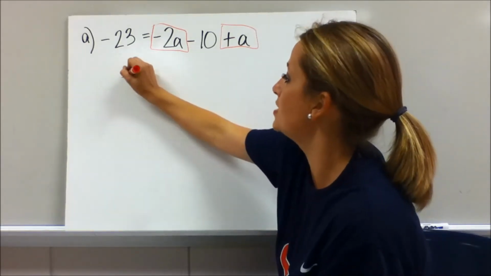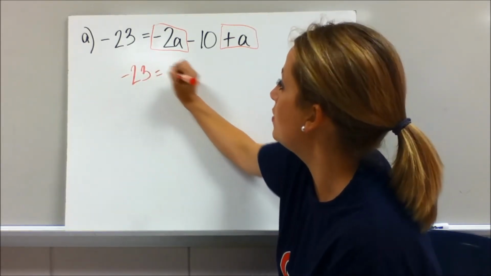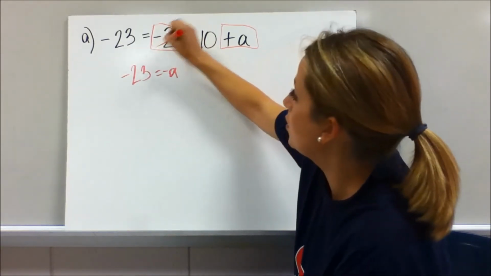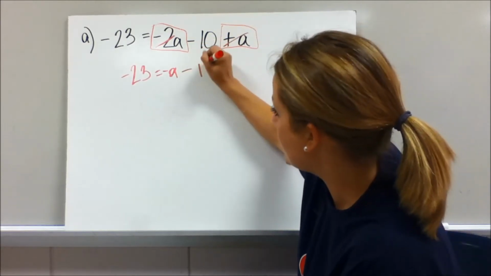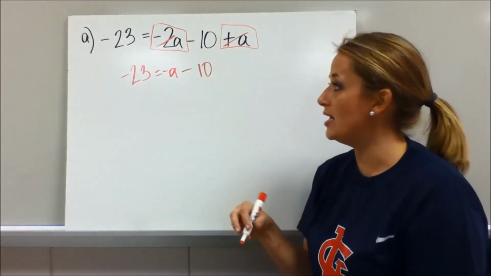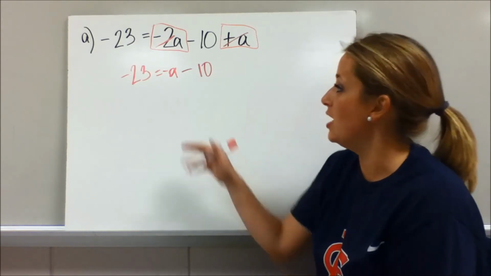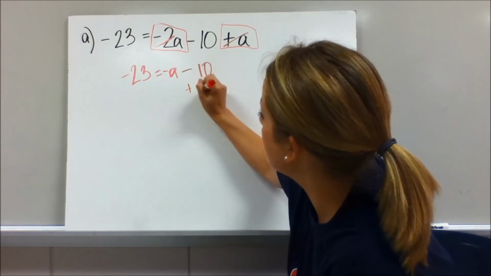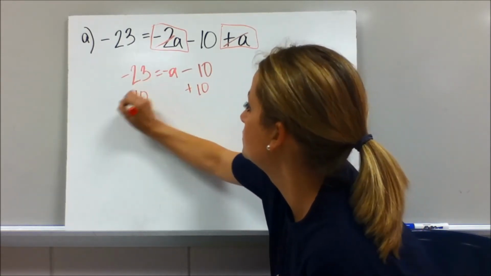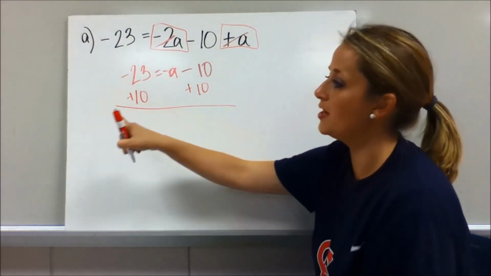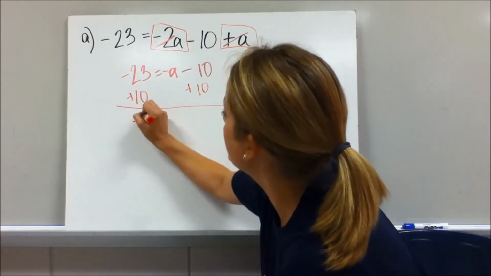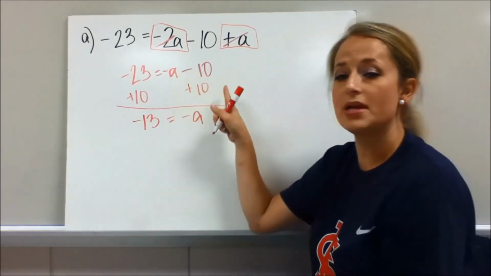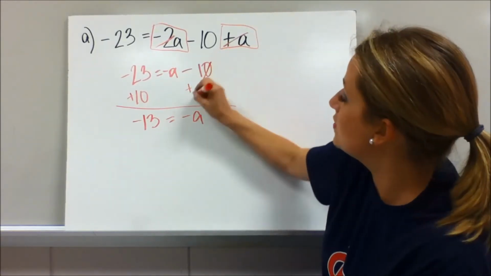So I'm going to copy down the rest of it. Negative 23 equals negative a. I'm going to cross those out because I've used them, minus 10. And now it is a much simpler equation. I'm going to undo the subtraction first, so I do that by adding 10 to both sides. Negative 23 plus 10 is negative 13 equals negative a. Negative 10 plus positive 10 are additive inverses, so they cancel.